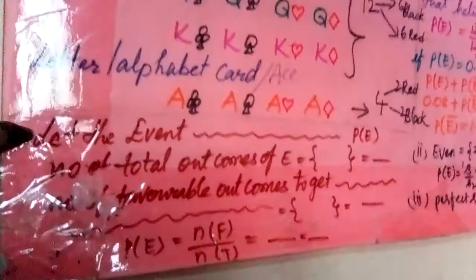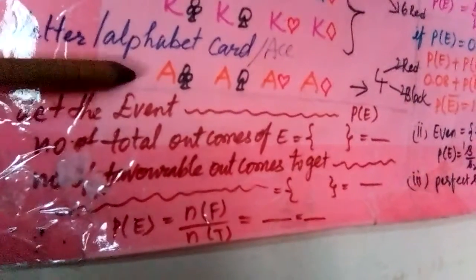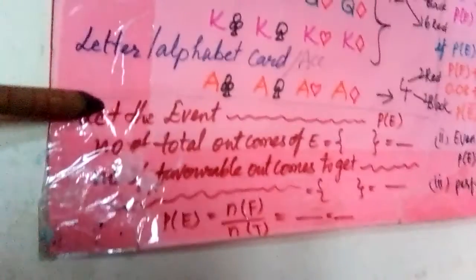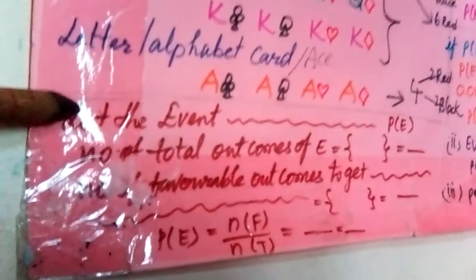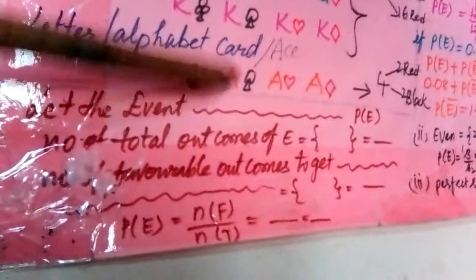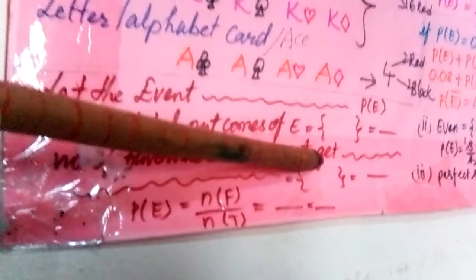Now the second step is "let the event". This is called an assumption step. Suppose you want to find the probability of getting a head, then let the event "getting a head" be P of E. This is the assumption part. Next, the third one is the number of favorable outcomes of the event.